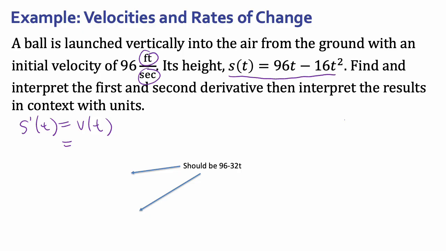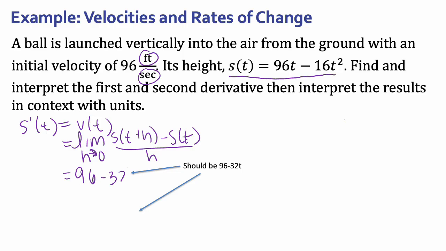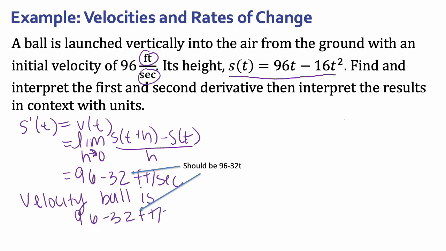So when I find that derivative, that's going to be taking the limit as h approaches 0 of s of t plus h minus s of t all over h. And we did this one previously, and when we did, we found that it was 96 minus 32t feet per second. So this just means that the velocity of that ball is 96 minus 32t feet per second. So that's the velocity function.